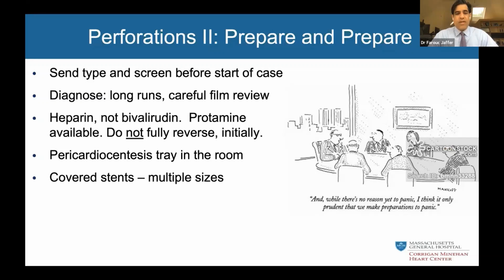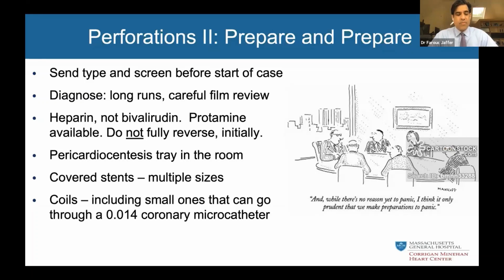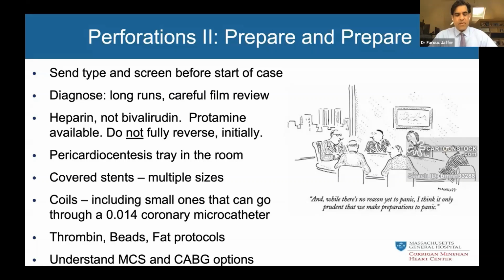Pericardiocentesis trays in the room, covered stents, and coils are really important, especially those distally that can go through 014 microcatheters, and those are typically neuro coils. So please collaborate with your neuro or interventional radiology departments about having those available if you have very distal perforations. Then there are other ways to occlude things besides coils: thrombin, beads, fat, gel foam. Those are all protocols that are worthwhile having in the lab for CTO programs. And then ultimately, understanding whether or not patients do have CABG backup and mechanical circulatory support.